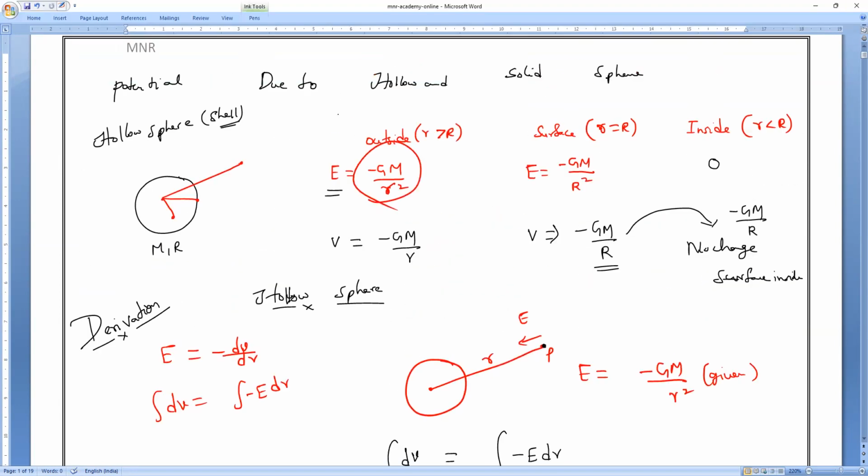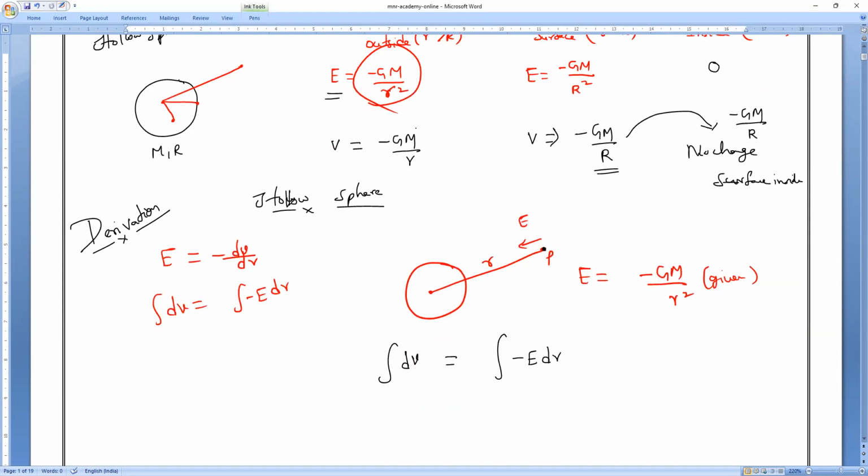Now if you notice, while we were calculating gravitational field also, we had taken another point which is at infinity. If I take infinity, E is equal to 0. Same way, if I take infinity, V is also 0. So what are the limits? Everything we are bringing from infinity to a particular point P. So the limits are from infinity to P.